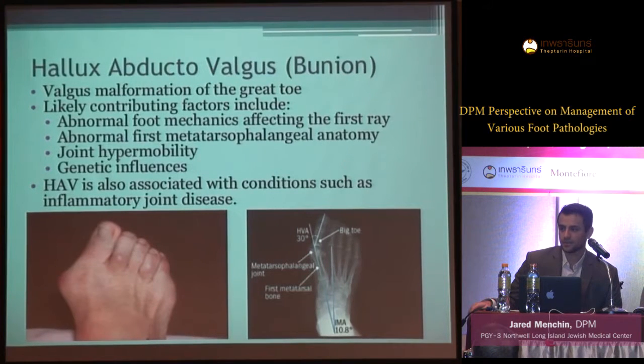So when we're evaluating a bunion, you want to do more than just look at the foot. You want to get an x-ray. And then once you have an x-ray, there's a lot of angles that you want to calculate before you decide on what osteotomy you want to do. Essentially, to keep things simple today, we're only going to talk about the intermetatarsal angle, which is going to be the angle if you bisect the first metatarsal and the second metatarsal bone.